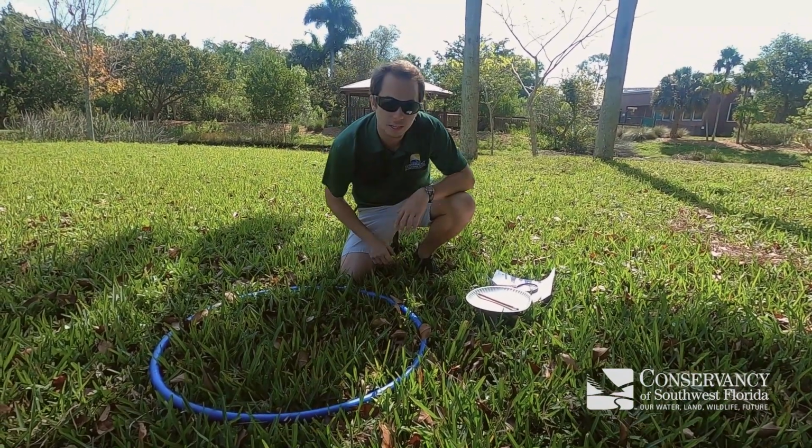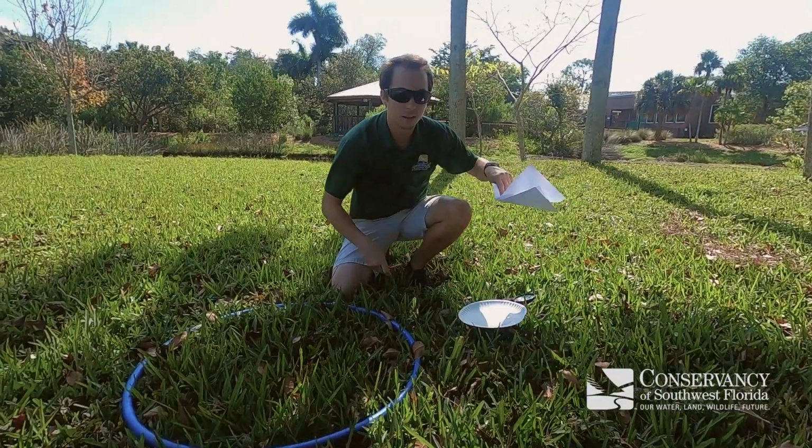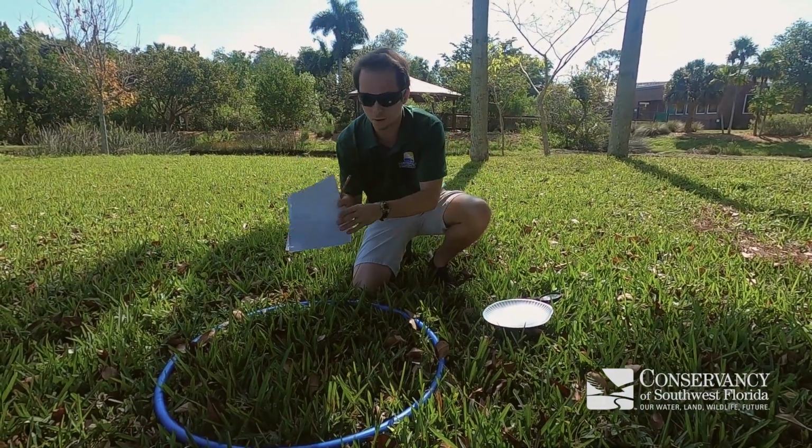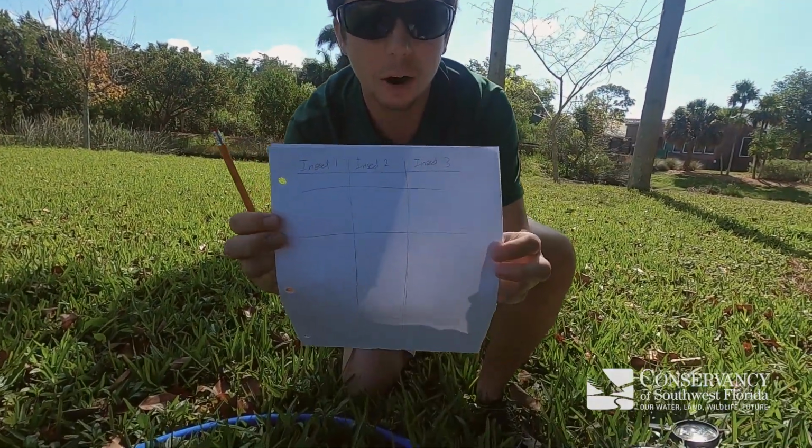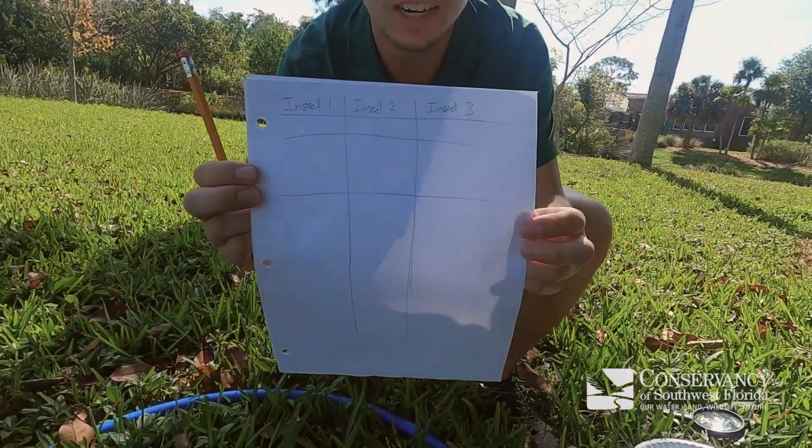In order to do this, you're going to need a few materials. You'll need a pencil and some paper. You can see here that I've already, the wind's blowing it, but I've already made some columns for insects that we're going to tally.